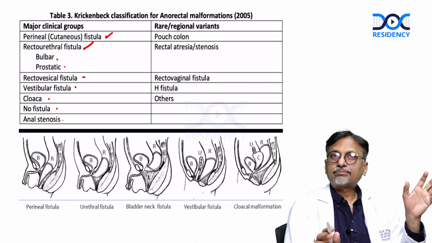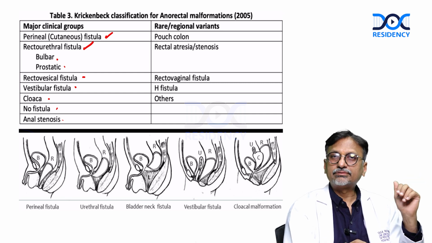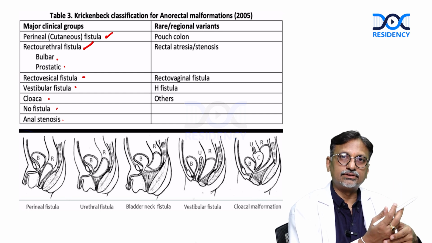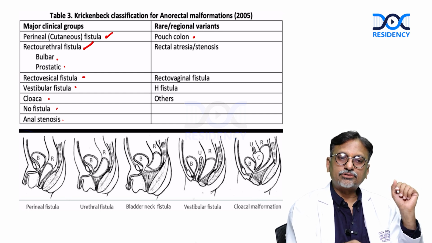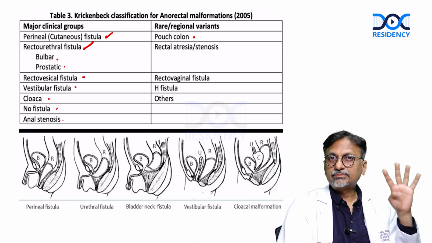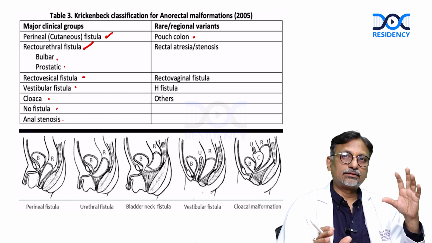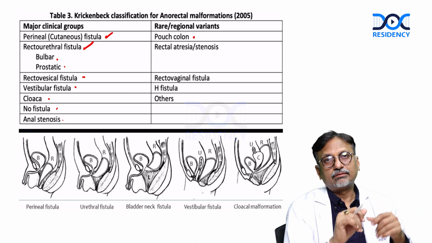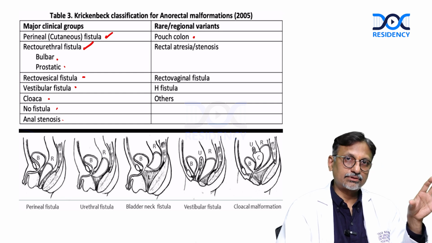In the rare variants, there is something like pouch colon, which is more common in northern India and some other parts of the world. That is what is called a pouch colon, where everything will be opening into one pouch. Pouch colon can be divided into four types, depending on whether the whole of the intestine is opening into one big pouch, or only some amount of it.